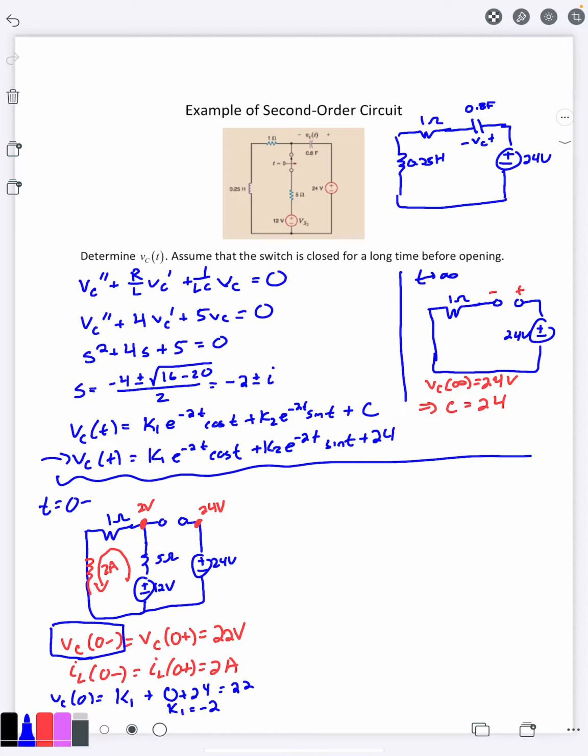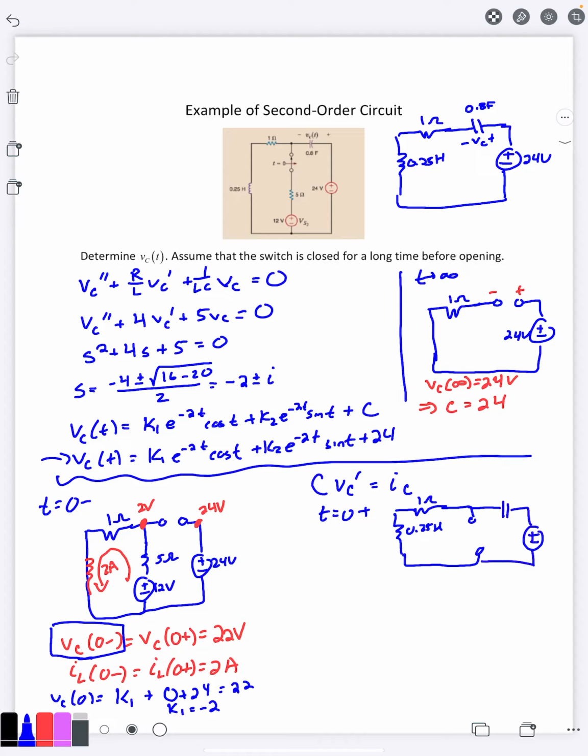Now we need to find our K2, and for that we need to know our derivative. So first off, what happens if you take the derivative of VC? Well, if you take that and then you multiply it by the capacitance value, that would be the current through the capacitor. Okay, so what do we know about our current through a capacitor? Well, as the switch opens up, t equals 0 plus, we have our inductor, we have our resistor, the middle part's gone, so we can ignore it. And then we have our capacitor over here.